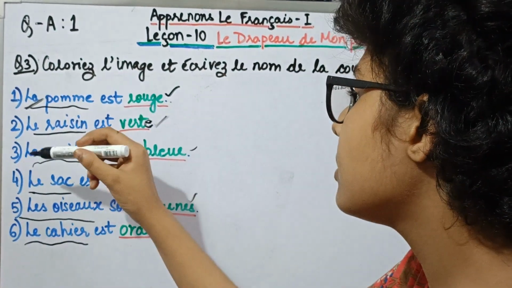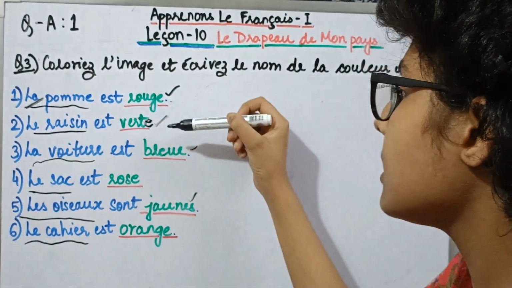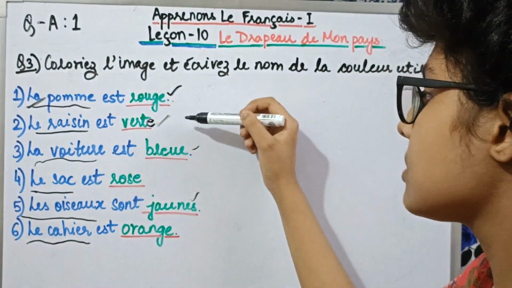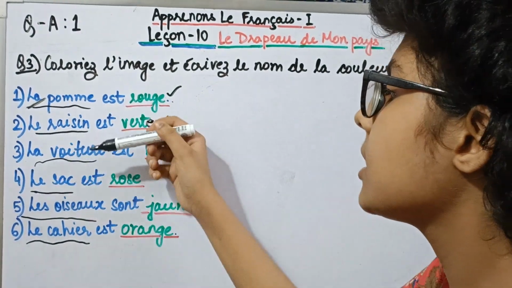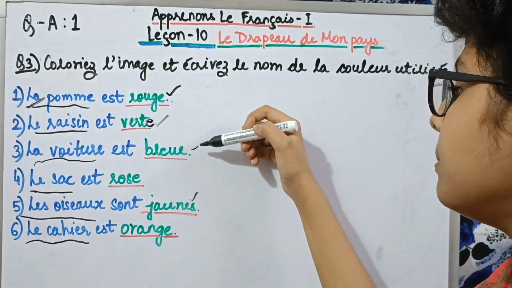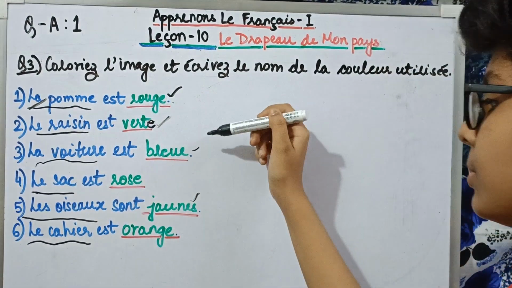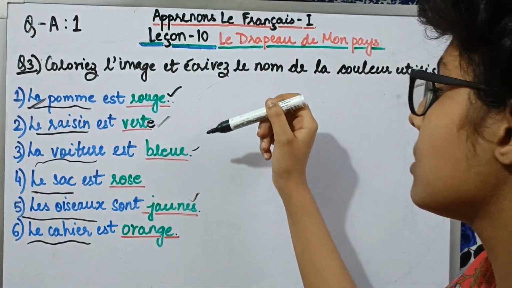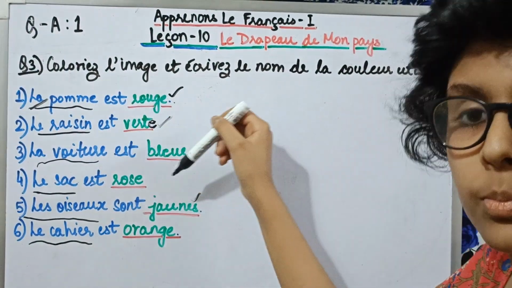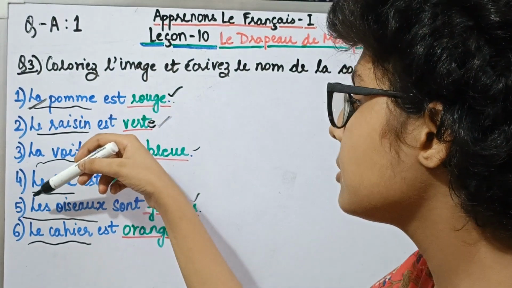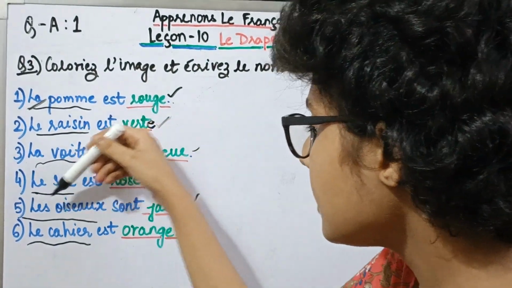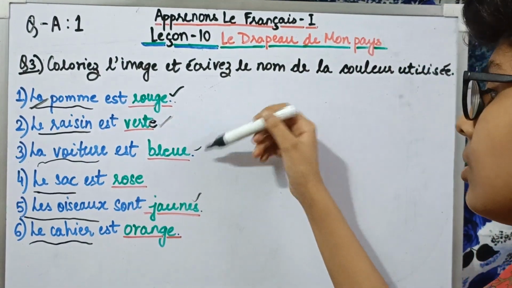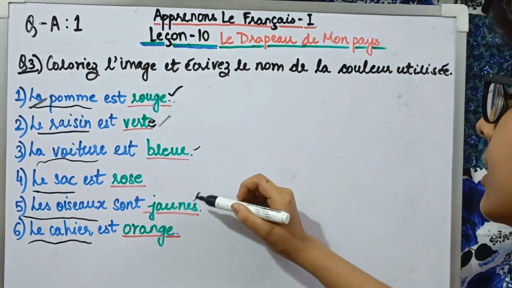Now let us move on to the second part, that is le raisin est vert. The grapes are green. Then we have the third part, that is la voiture est bleue. The car is of blue color. Then we have the fourth part, that is le sac est rose. It means the bag is of pink color. And then we have the fifth part, that is les oiseaux sont jaunes. It means the birds are yellow.